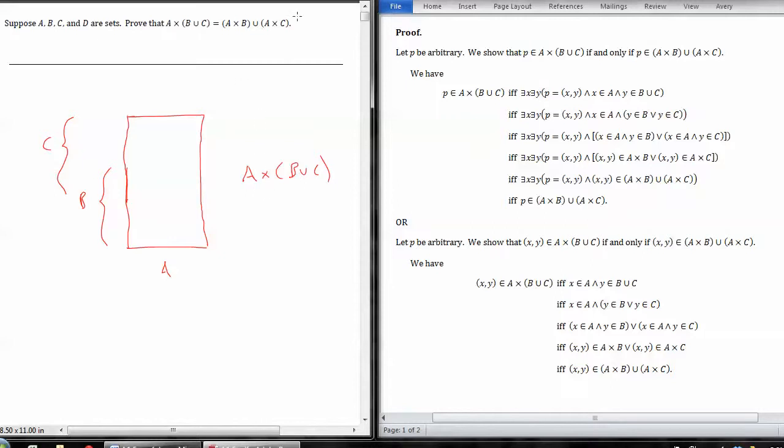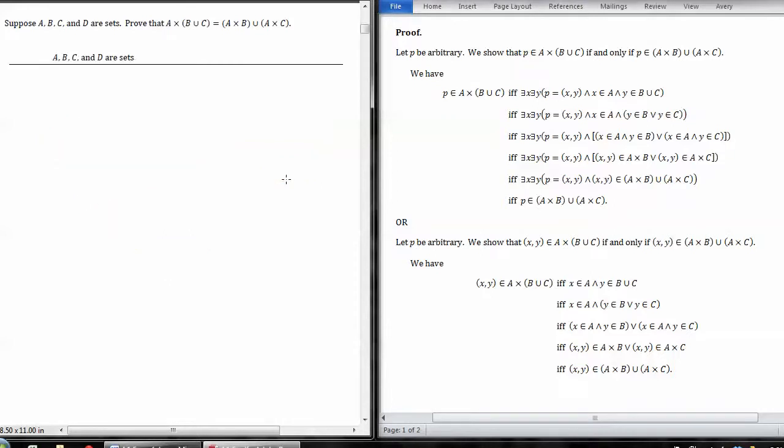Now that's the same as the right side because, well, what's A times B? That would be just this squarish looking object here. And then A times C would be everything above this line, right? This whole part. And so if we take the union of those two sort of almost squares, then we get the whole big rectangle again. Same thing as we got for the left side.